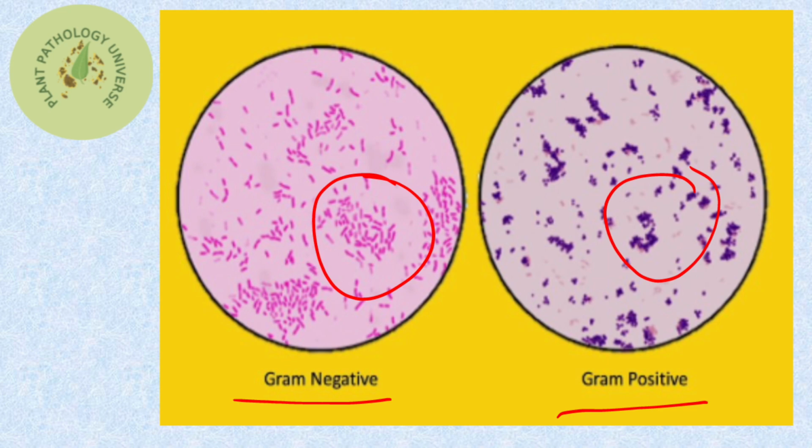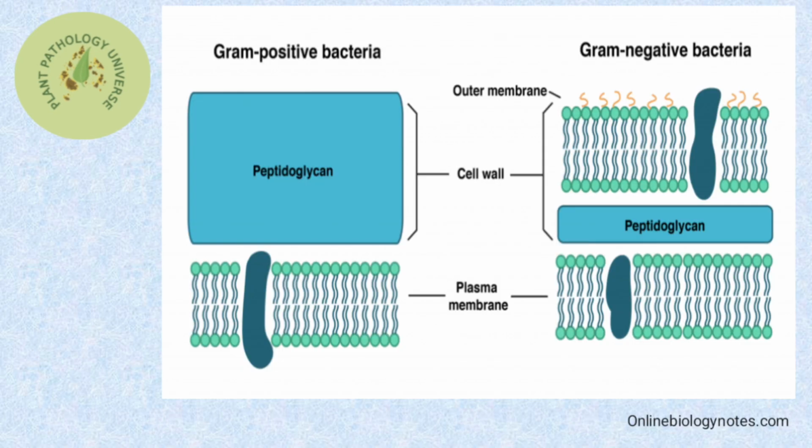Okay, now this phenomenon of gram staining was given by Christian Gram in the year 1884, where he distinguished the bacteria based upon their cell wall, and because of that difference in the cell wall, they acquire different colors during the staining reaction. Okay, now here you can see the major difference between gram positive and gram negative.